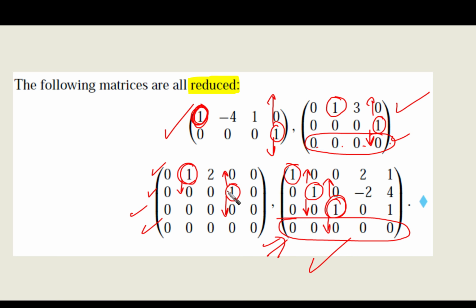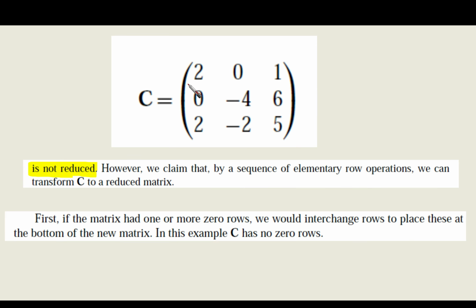Okay, now let's go to another matrix that is not in reduced form. For example, if we have a matrix C, as you can see here, and it has these 3 rows, so this matrix is not reduced. However, we can change it to be in a reduced form. We can make a sequence of elementary row operations to transform C to a reduced matrix.